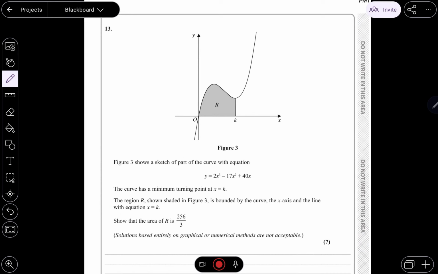So we've got this. Show that the area of that is that. So okay, cool. So we need to integrate this first. This integrates to a half x4, minus 17 over 3. Oh, that doesn't really bode well for doing this nicely, plus 20x squared. Okay, so that's the integral. We're obviously integrating between 0 and k, so we need to find k, and we'll do that by differentiating this function for 6x squared minus 34x plus 40, and we'll set that equal to 0.